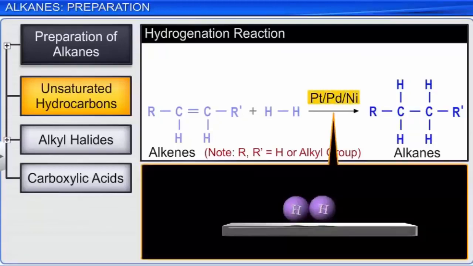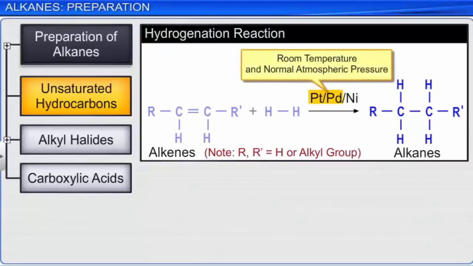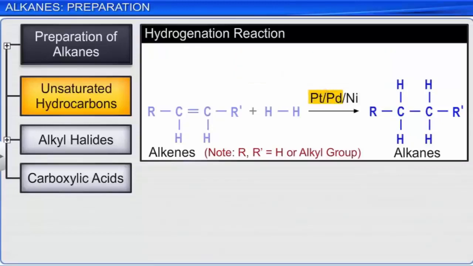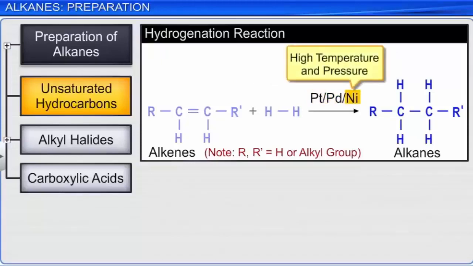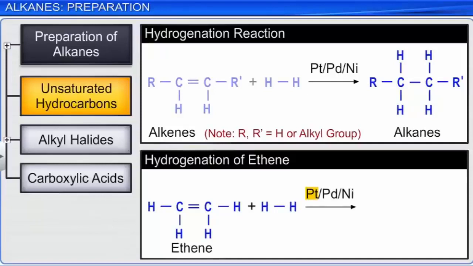The surface of these metals absorbs hydrogen gas and activates the hydrogen-hydrogen bond. The reaction using platinum and palladium can be catalyzed at room temperature. However, the reaction using nickel as a catalyst requires relatively higher temperature and pressure. For example, ethene on hydrogenation in presence of catalysts such as finely divided platinum, palladium, or nickel gives ethane.